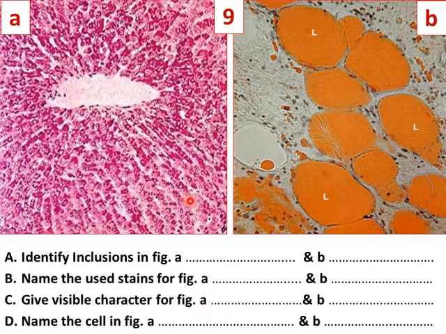Visible feature: the glycogen appears as acidophilic or pink granules. Here it appears as an orange droplet, a large droplet, a lipid droplet. Figure A is present in the liver cell and B is from a fat cell or adipocyte.